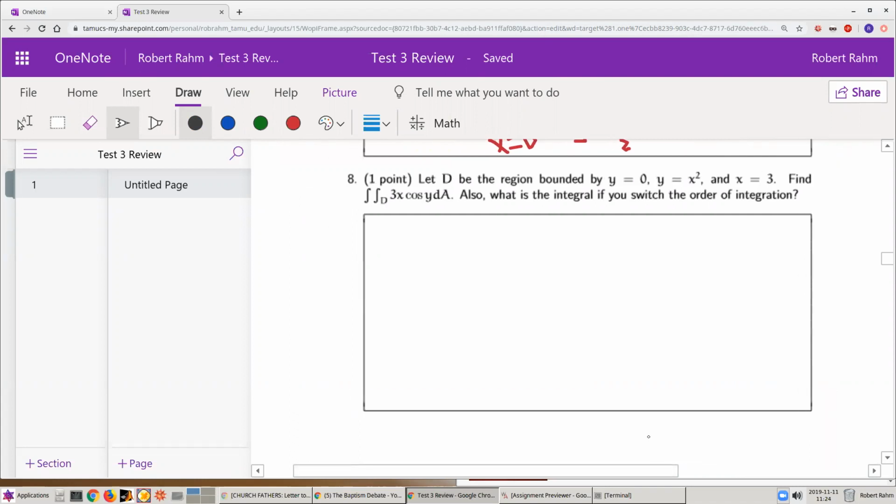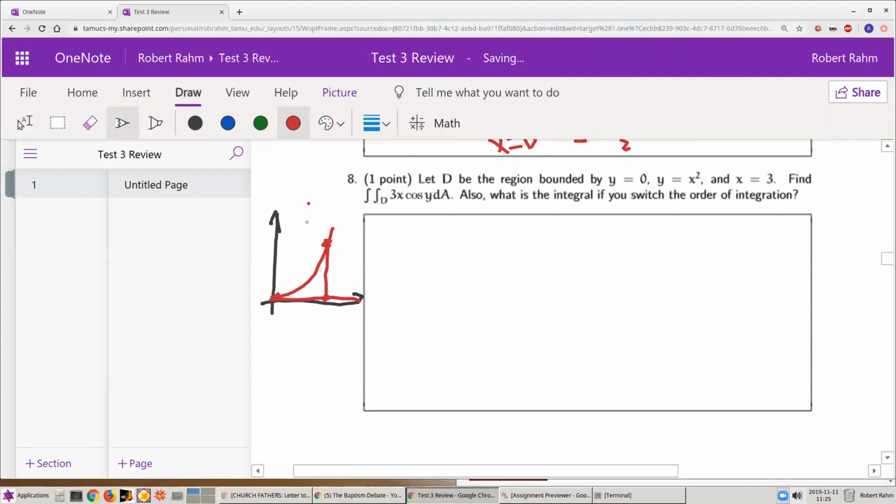Okay, so it is bounded by, let's draw the xy axis. So it is bounded by the region y is equal to 0. That's just the x-axis. y is equal to x squared, that looks like this. And x is equal to 3, that looks like this. Okay, and so the region that we care about is this region right here, this kind of like, I don't know, parabolic triangle, if you want to call it that.